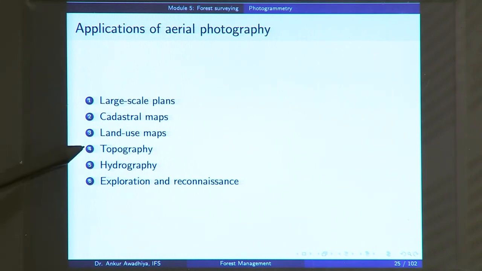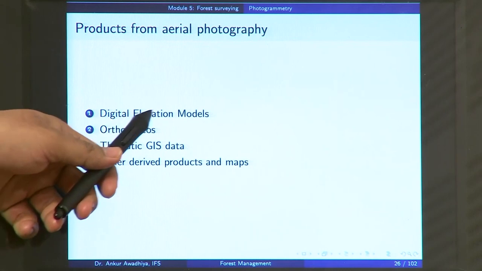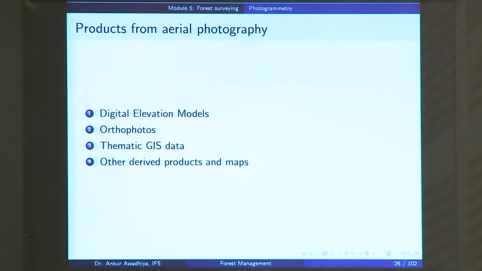You can even make topography maps which give you a three dimensional representation, say in the form of contour lines. You can make a hydrography map which gives you an idea of where water is going to flow on the terrain. You can also construct exploration and recce maps. And using these aerial photographs, you can construct digital elevation models. In this case, we have an elevation model that is constructed digitally.